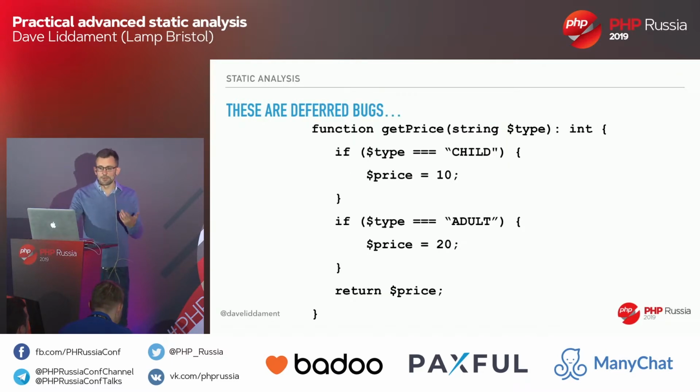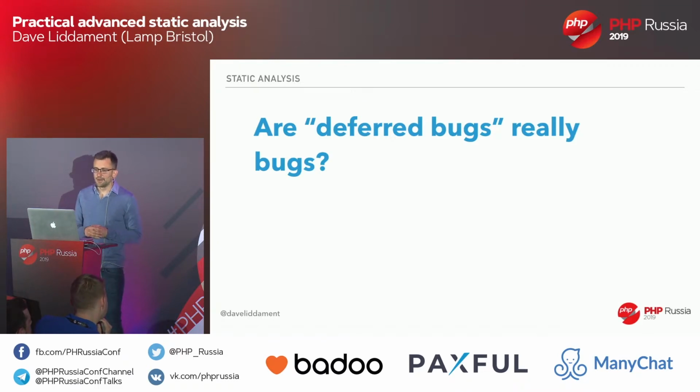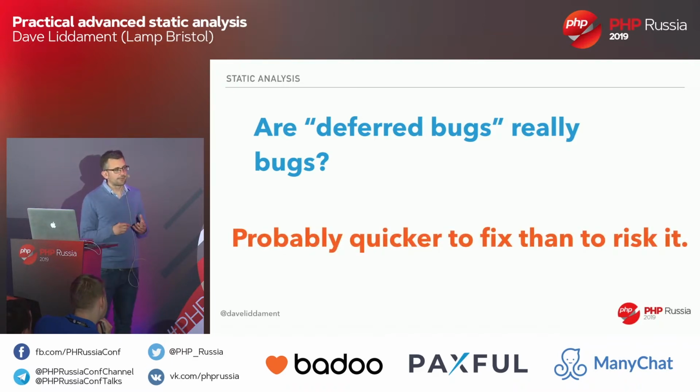So the code we saw earlier, I'd say this is a deferred bug, because there's a chance that sometime in the future, somebody will call getPrice, and it will be with a value that isn't child or adult. And the kind of question you get is, are these deferred bugs really, really bugs? And often, it's easier to come up with some kind of fix than to argue as to whether these are genuinely bugs or not. So often, it's quicker to fix them than to not.